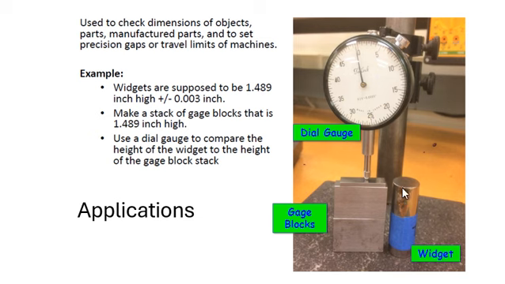Okay, right now it looks like a pretty fine measurement, so we can't really tell by looking at it with naked eyes. You have to definitely put this in here, so you have 1, 2, 3 blocks to make 1.489 inch height. Then we're going to put this in and measure against the gauge block. So the gauge block is acting like a standard. Okay, so that's the first application.